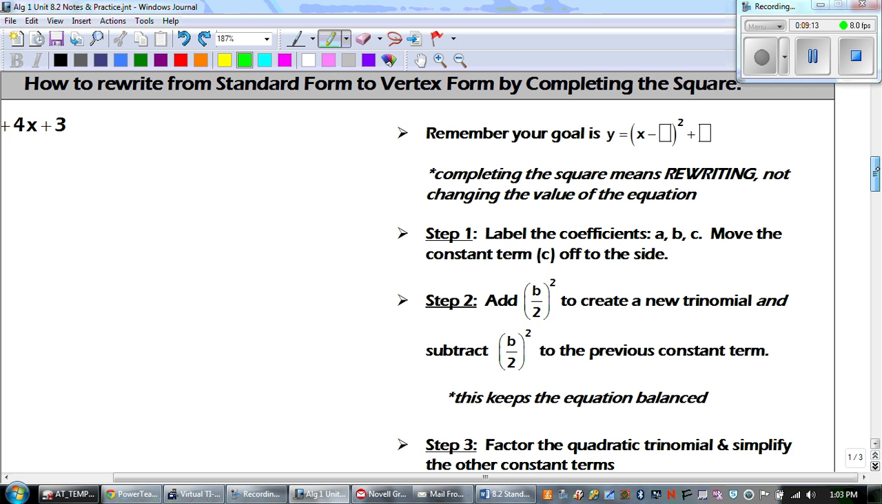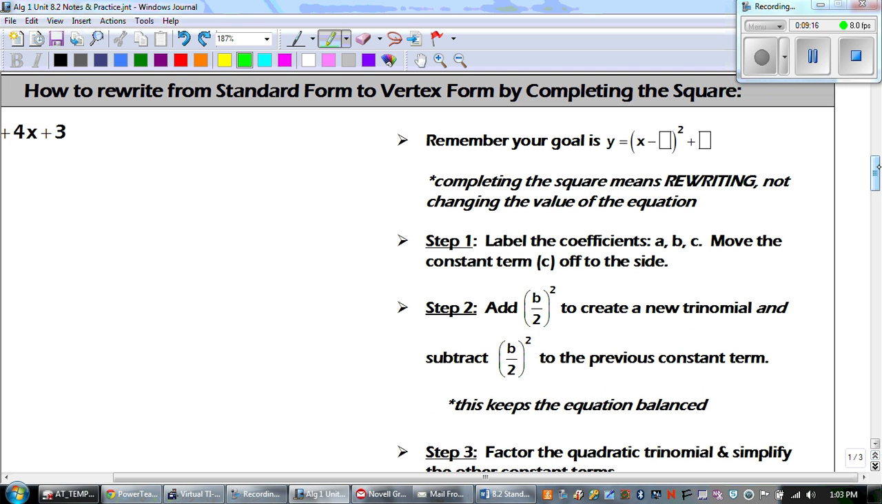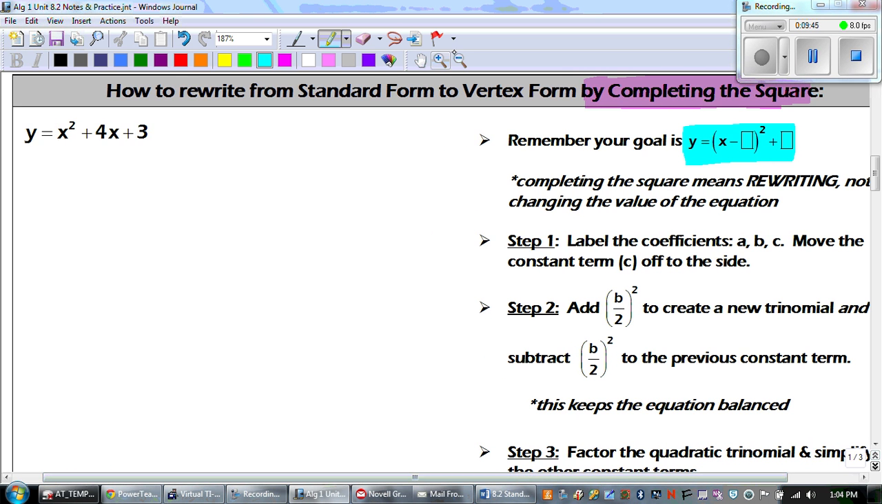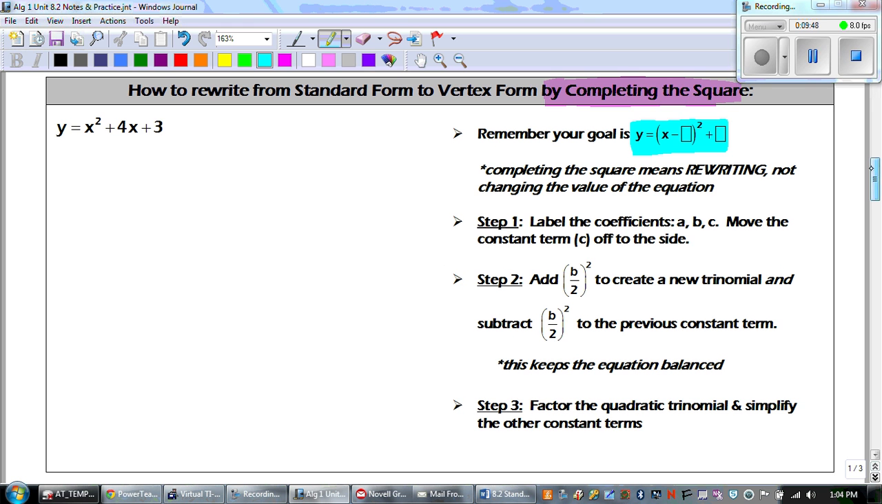So our goal is to go from standard form to vertex form, and it's called completing the square. It's something you are going to be using the next couple of years. Our goal is to have our equation look just like this. Completing the square means rewriting. We are not changing the value of the equation.